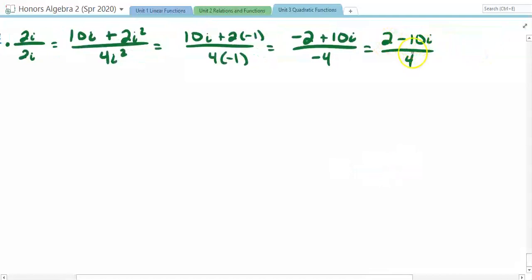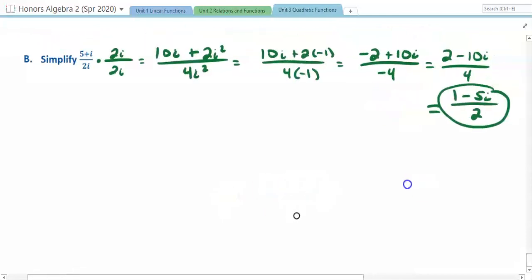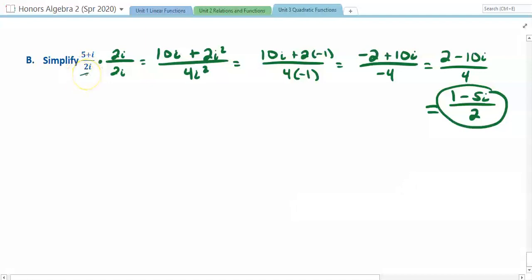Well, the 2, the 10, and the 4 are real, but they're all even, so I can divide all of them by 2, and so I'm going to get 1 minus 5i over 2. This would be our final answer to the problem that we started with, 5 plus i all divided by 2i. So that is the 3.3 lesson on complex numbers.